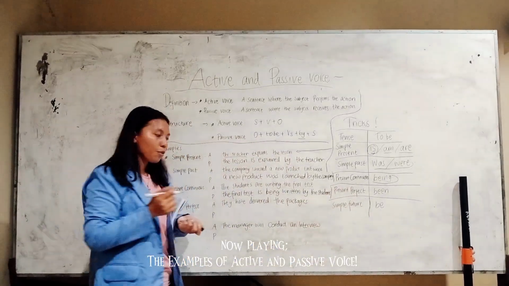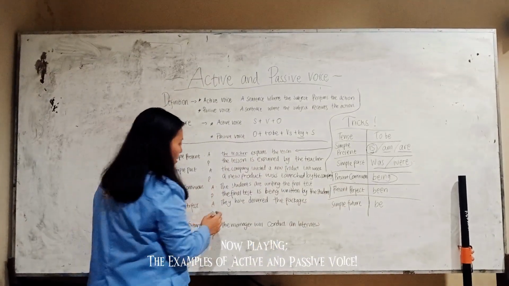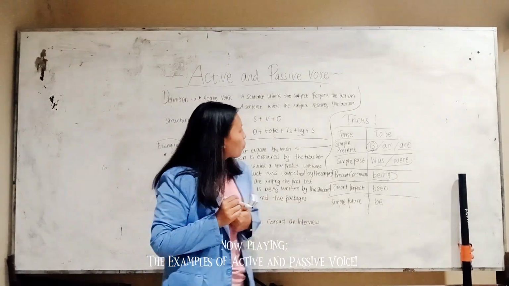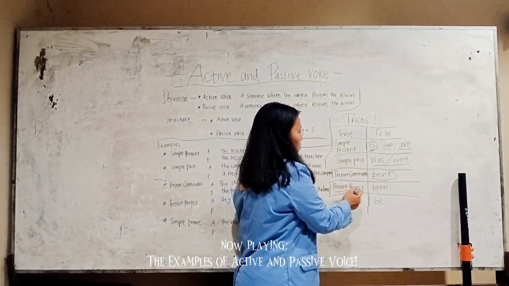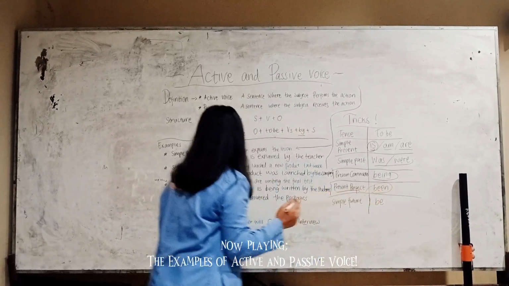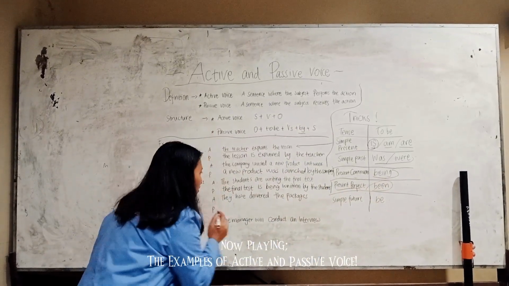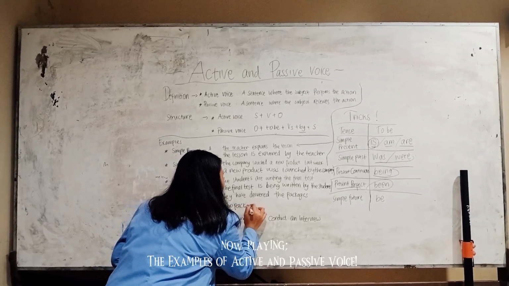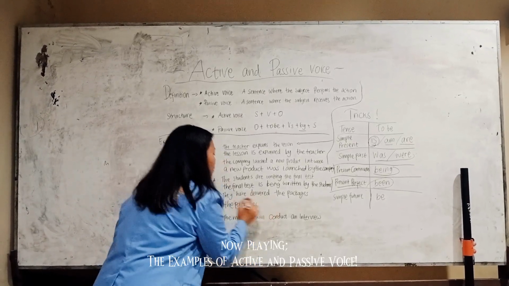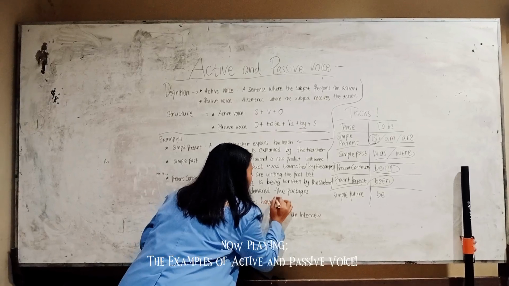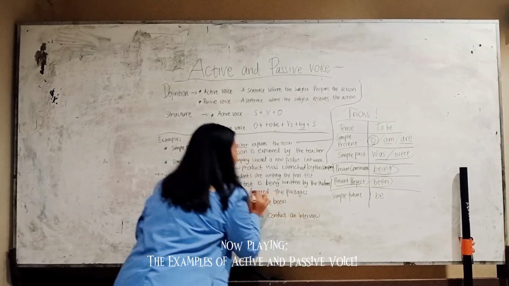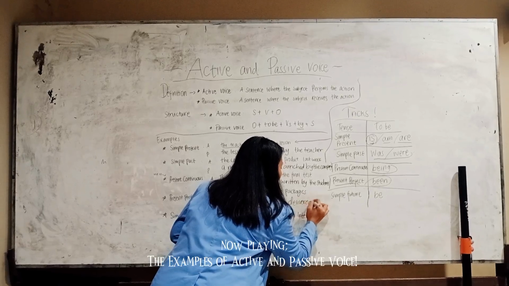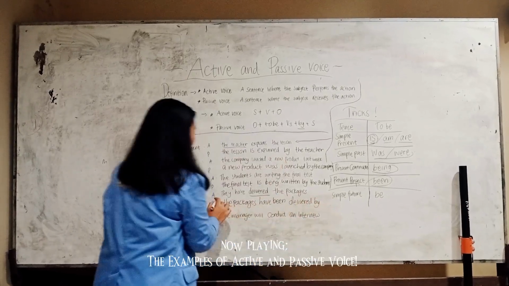The next is present perfect. The sentence is like this: they have delivered the packages. If we see that in the tricks, the present perfect to be is been. So the passive voice is like this: the packages have been delivered by them.